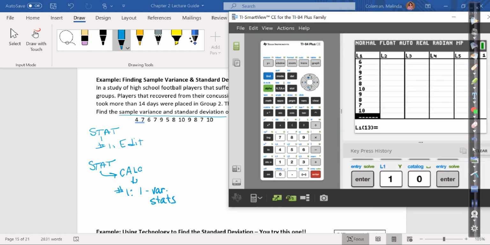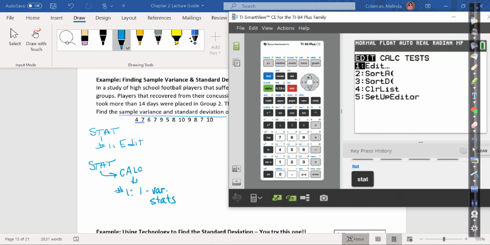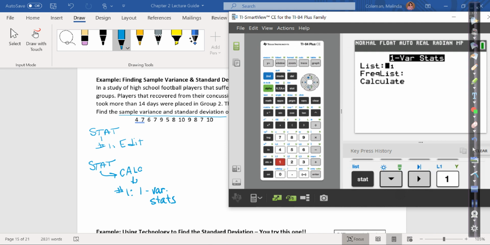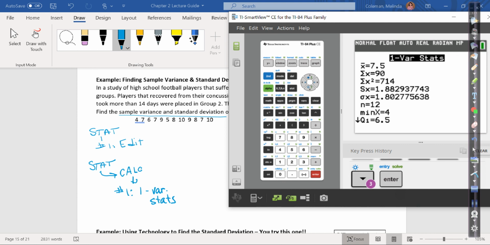So I'll go back to stat. This time I'm tabbing over to calculate. Number 1 for 1 variable statistics. Again, as long as your information is in list 1, you don't have to do anything here. You don't have to do anything to the frequency. So I just tab down to where it says calculate, hit enter, and again, this gives me a whole lot of information now.